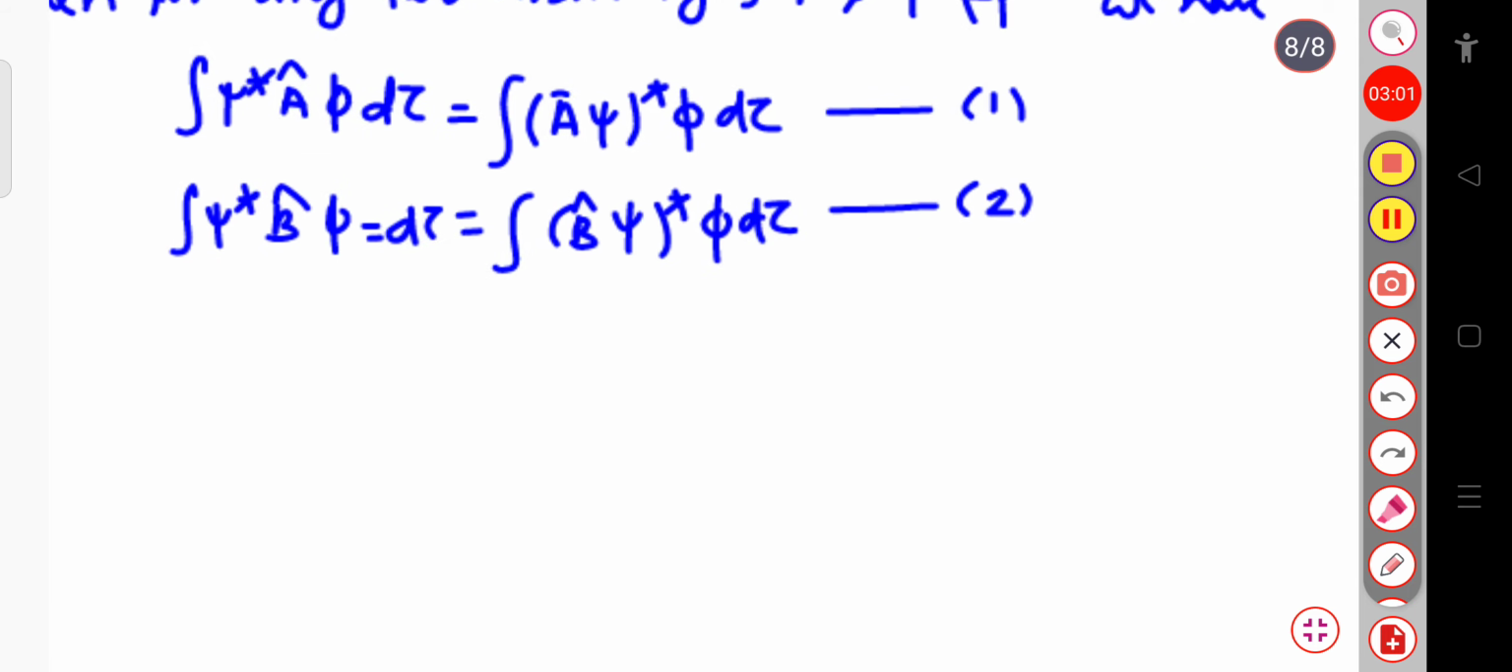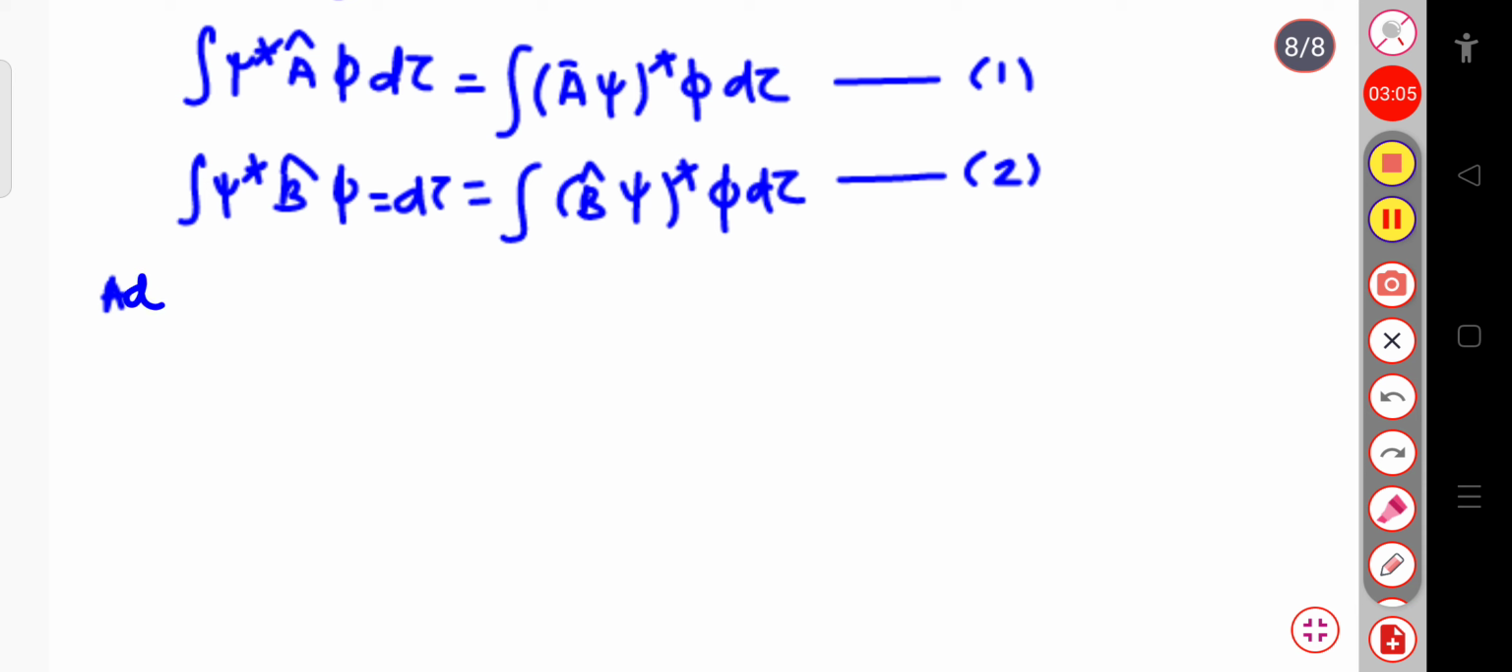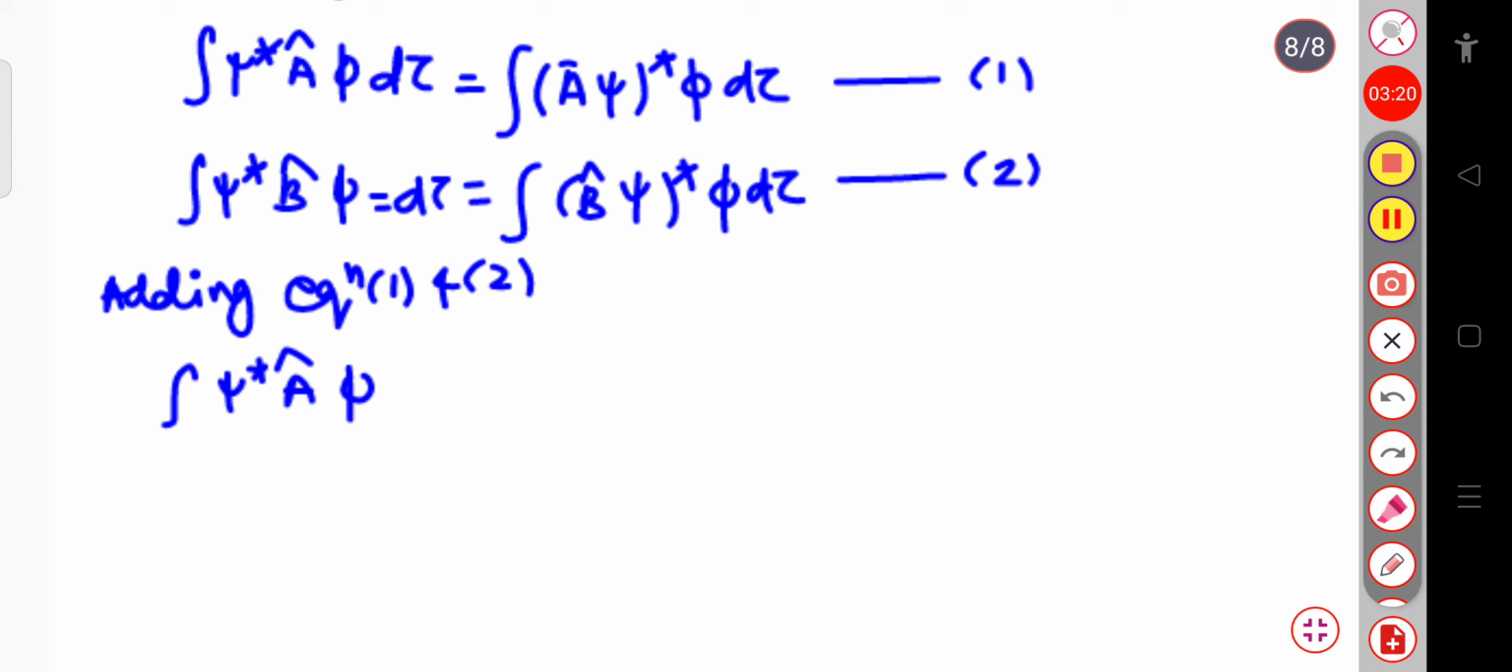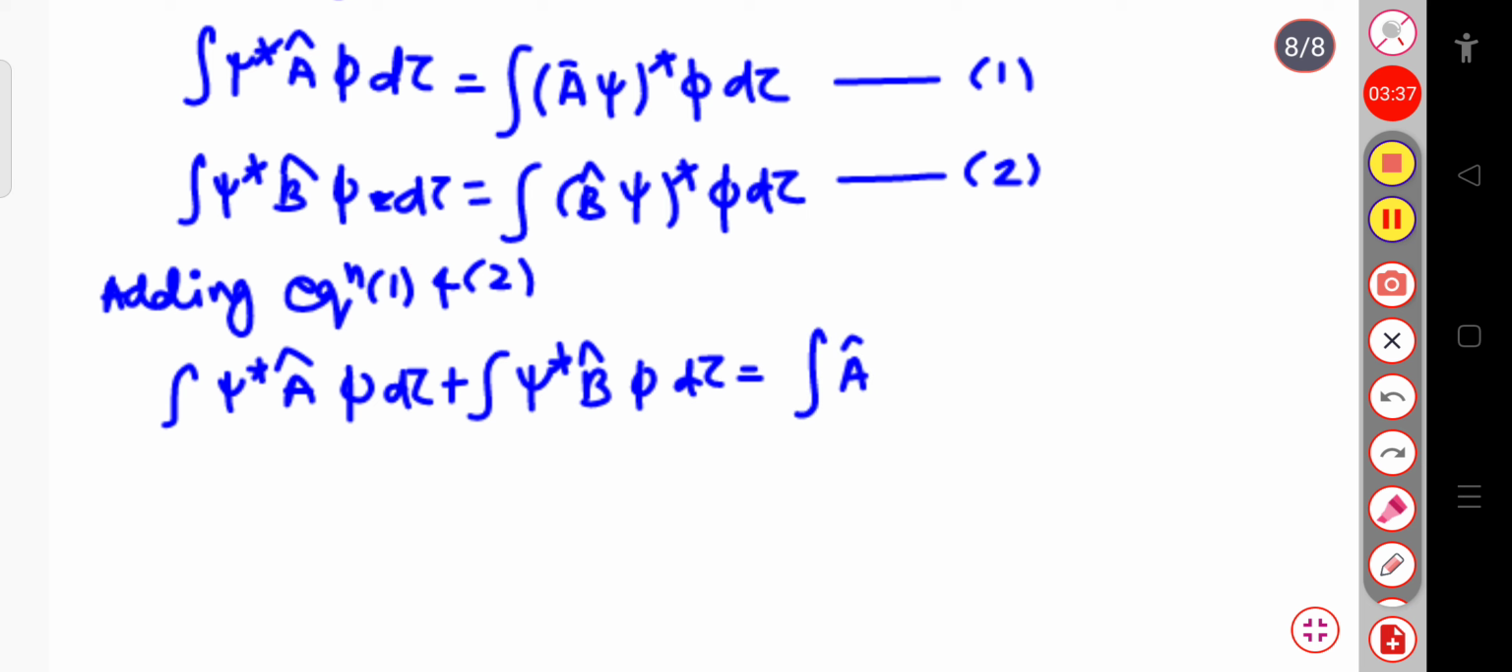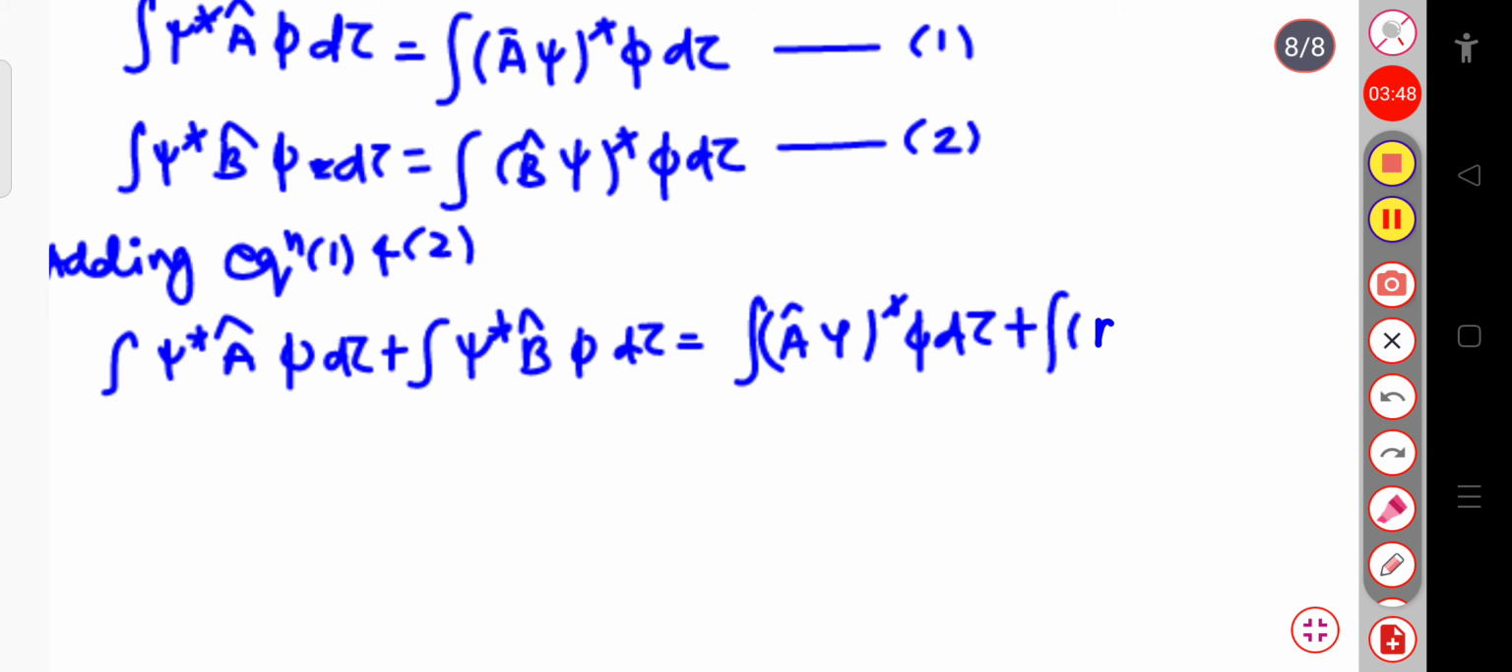Now if I add equations 1 and 2, for the left-hand side I will write the integral of psi star A cap phi d tau plus the integral of psi star B cap phi d tau, and that will be equal to the integral of A cap psi whole star phi d tau plus the integral of B cap psi whole star phi d tau.